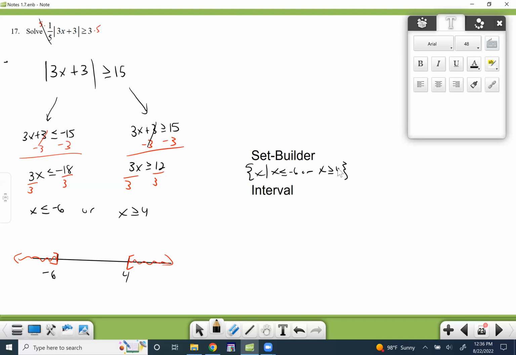That's a 4. Looks like a 6, doesn't it? Okay, let me try that again, guys. For the interval notation, it is going to be 2 pieces. So I have a union sign. It's going to go from -infinity all the way to -6, bracket, union. And then from 4 all the way to infinity.